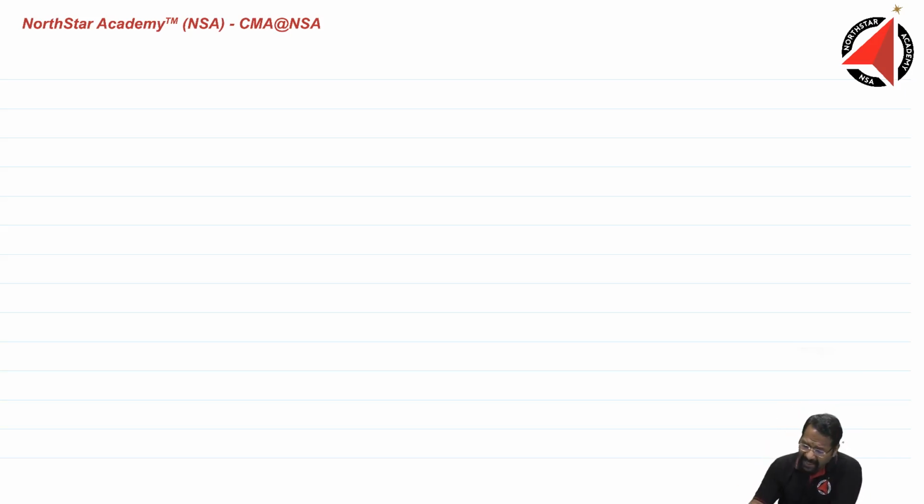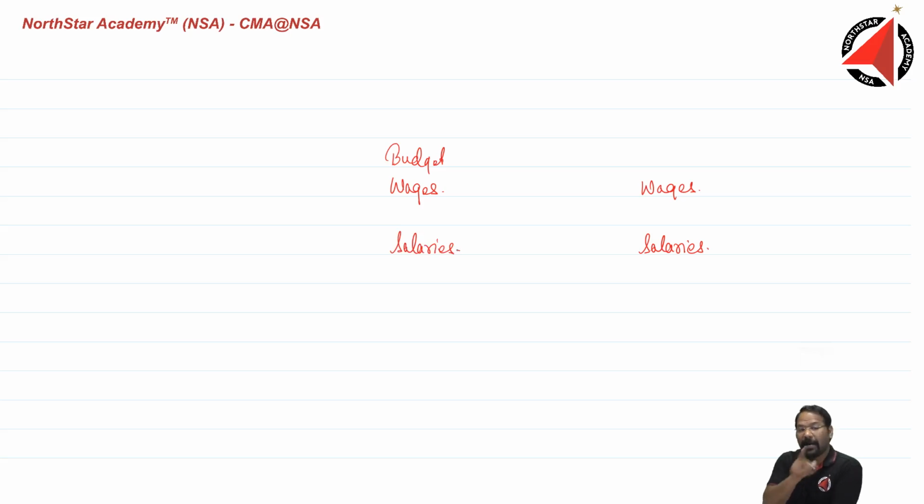Now, in reality, we are spending money for wages. Keep answering my question. So, don't you think we should make a budget for wages? Yes or no? In reality, we are spending money on salaries. So, should we make a budget for salaries also and get it approved? Answer is yes, we have to make a budget for salaries and get it approved.